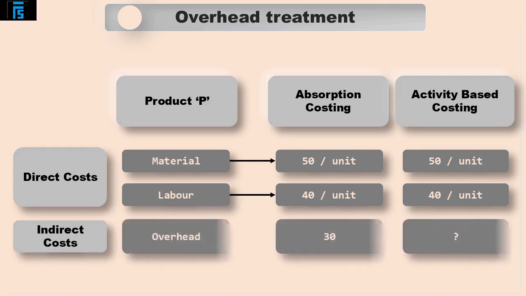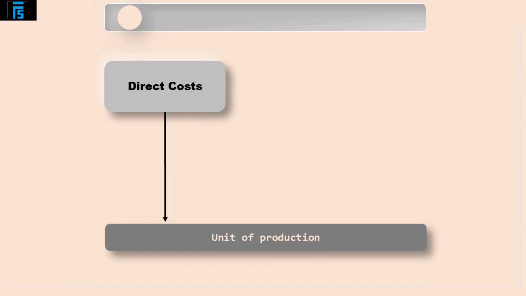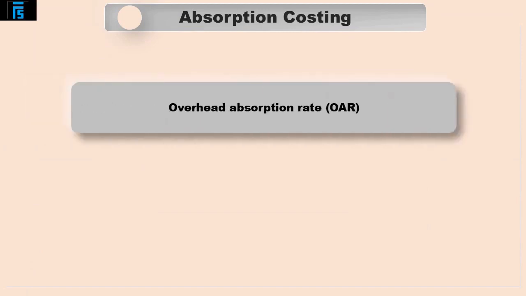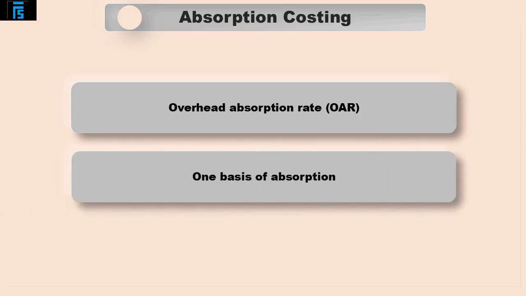Indirect costs are also known as overheads. These costs cannot be linked directly to each unit of production, so we must find a suitable method of allocating the overhead amongst the units. Traditionally, under absorption costing, the overhead per unit is calculated based on the overhead absorption rate. The overhead absorption rate uses one basis of absorption. In other words, one way to divide the overhead amongst the units.